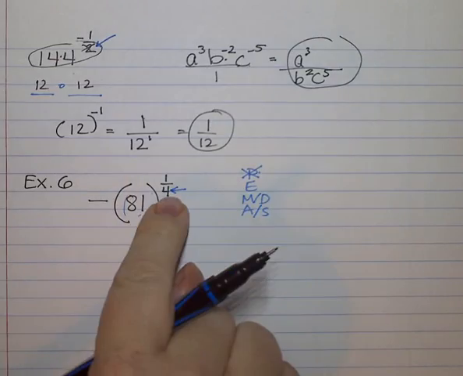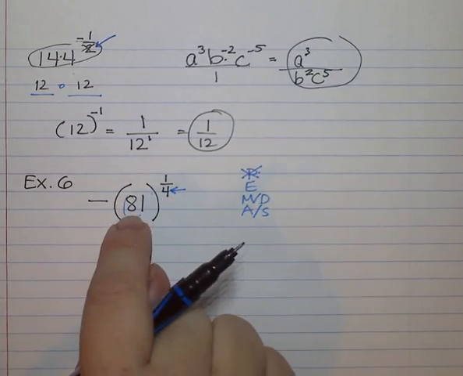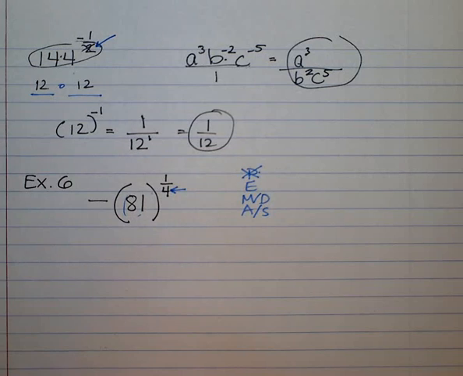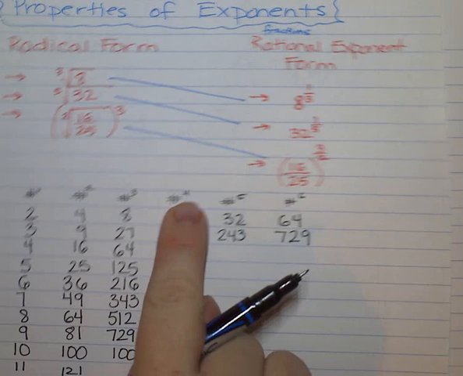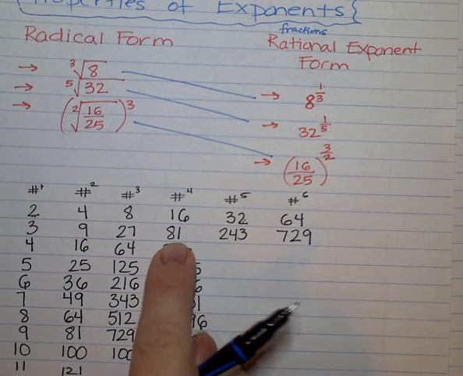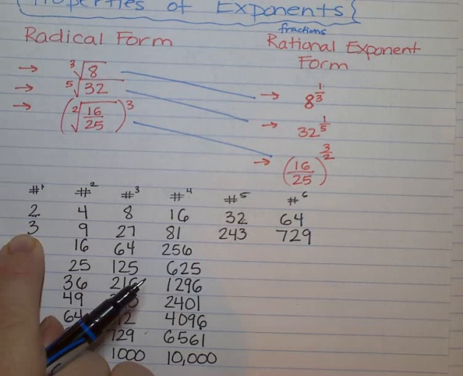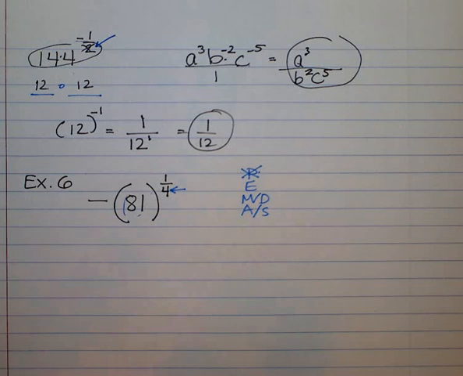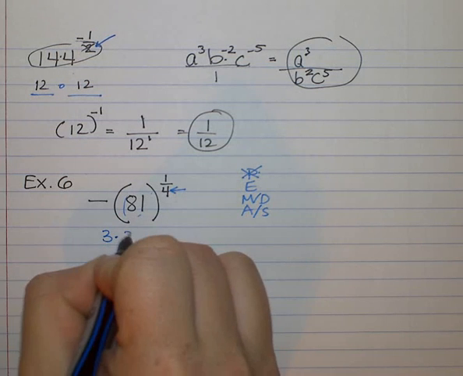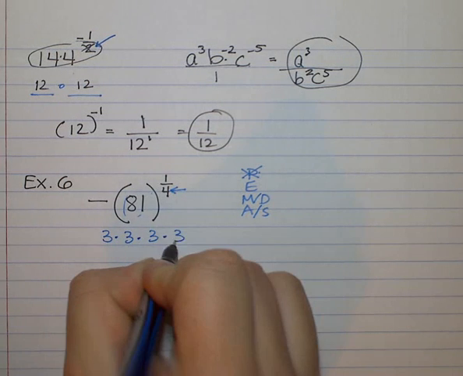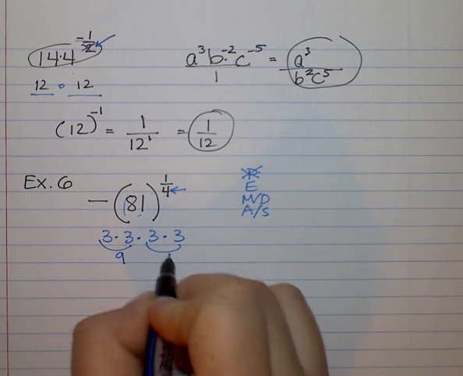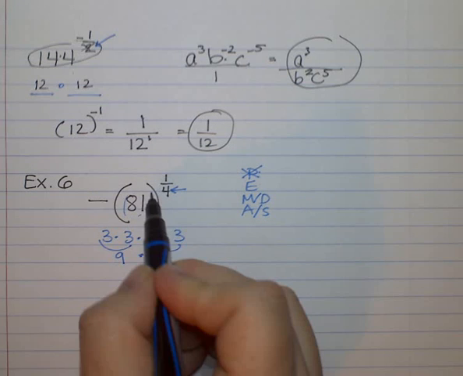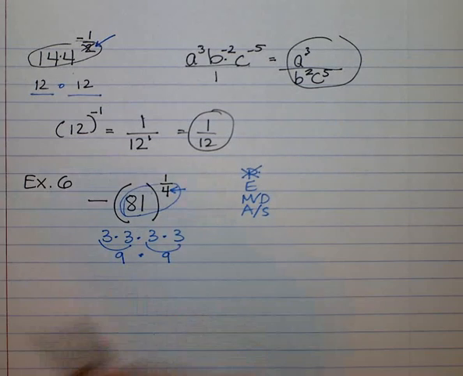What times itself 4 times equals a positive 81? So I go into my column of n to the 4th, or x to the 4th, and I go down until I find 81. 81 is here. It corresponds with the number 3. That tells me that 3 times 3 times 3 times 3 is 81. And that makes sense because I know 3 times 3 is 9, 3 times 3 is 9, and multiplying 9 times 9, I end up with 81. So this portion gives me an answer of 9.